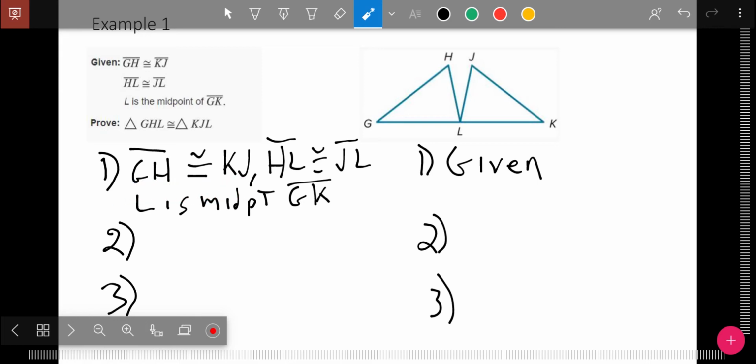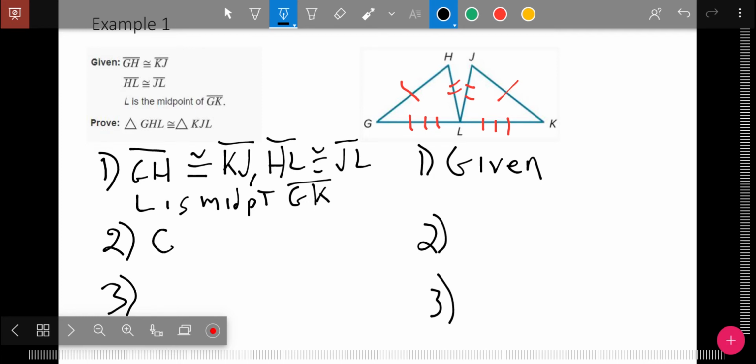Segment GH is congruent to segment KJ. When I say things are congruent, I should mark them in my picture. So GH is congruent to KJ. And then segment HL is congruent to segment JL. And then lastly, it says L is the midpoint of segment GK. So what does that mean? Well, if L is the midpoint, that means it splits the bottom here into 2 equal parts or 2 equal halves. And so that's what I need to name.